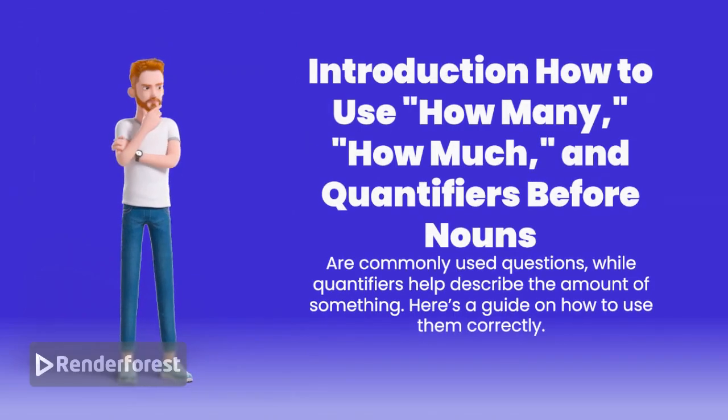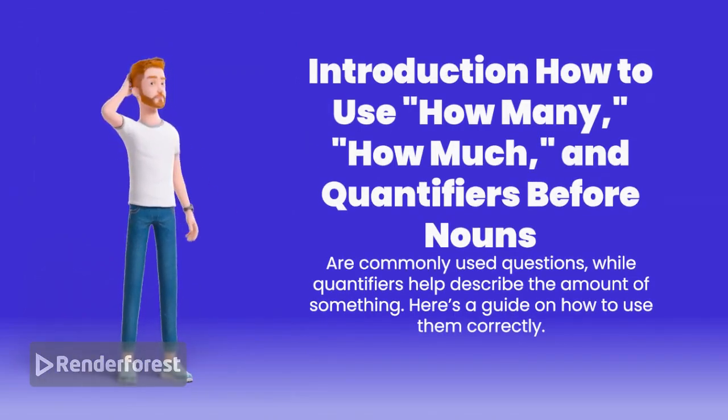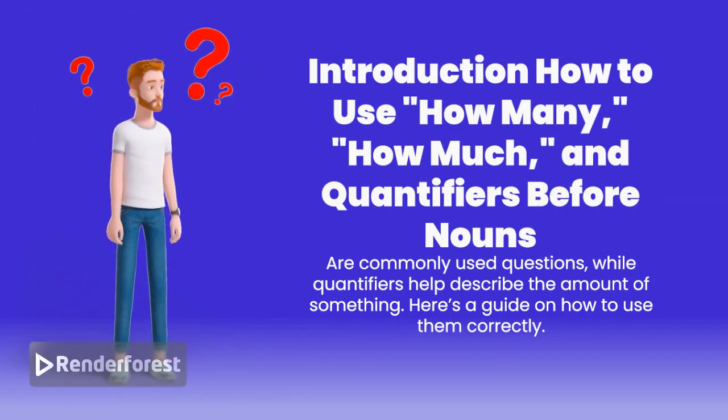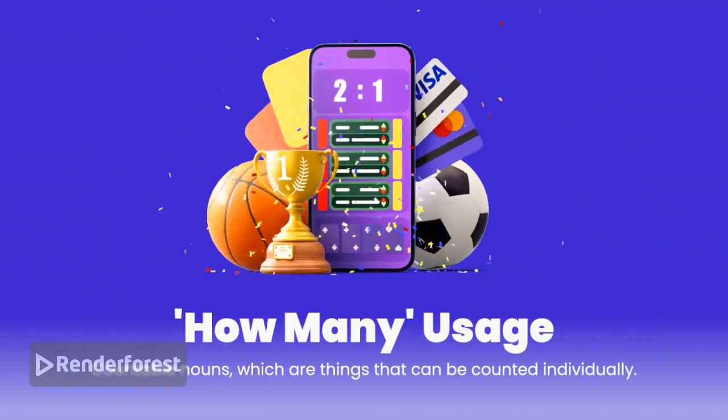The phrases "how many" and "how much" are commonly used in questions, while quantifiers help describe the amount of something. "How many" is used with countable nouns, which are things that can be counted individually.